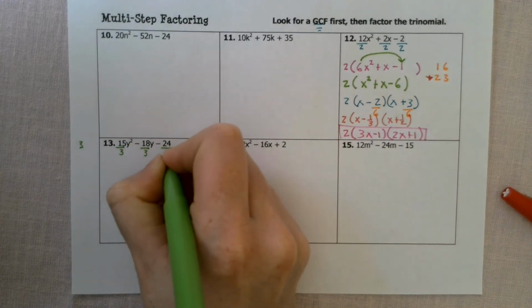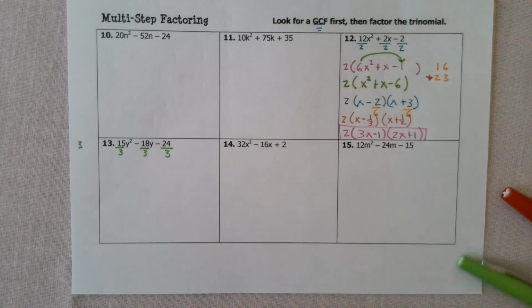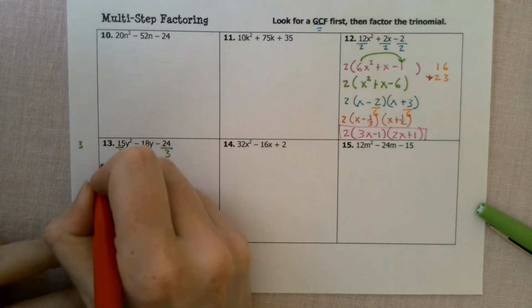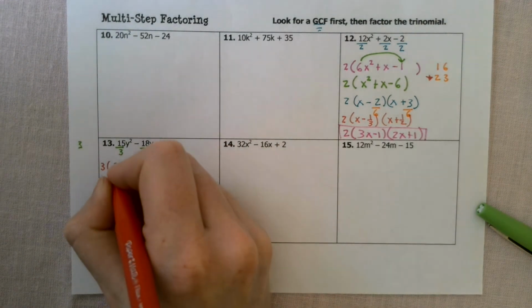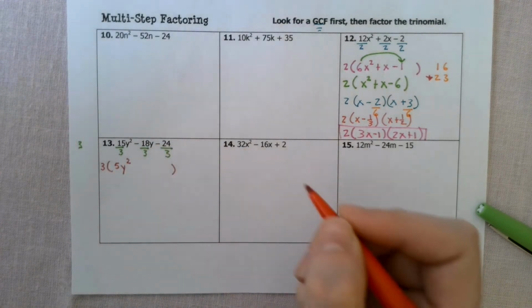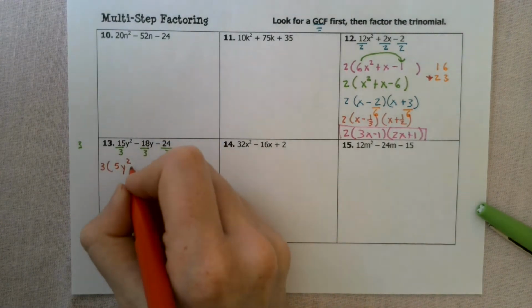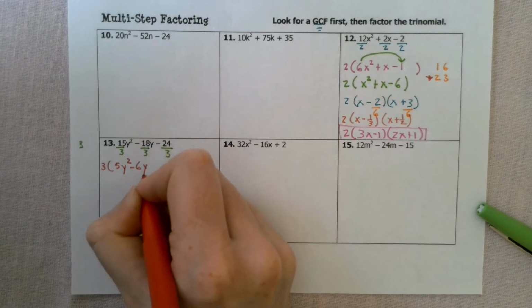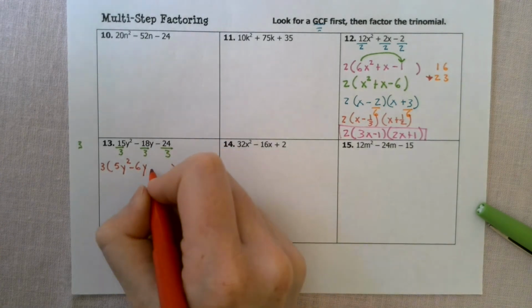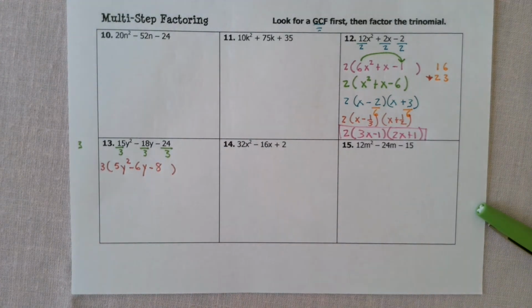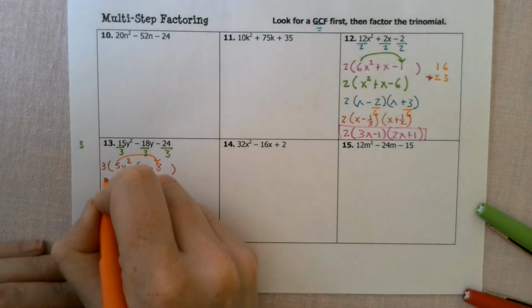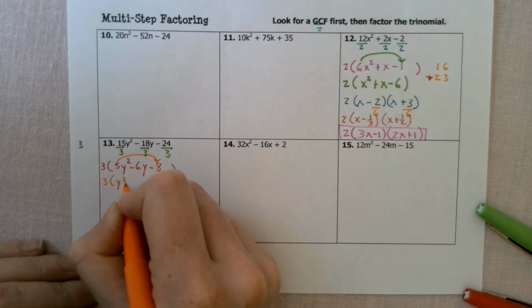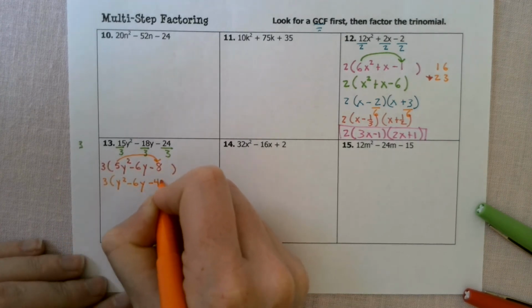So we're going to divide each piece by 3. And then remember, we are going to take out the 3, and we're going to draw that big parentheses. So 15 divided by 3 will give us 5. Bring down the y squared. Negative 18 divided by 3 will give us negative 6. Bring down the y. And then negative 24 divided by 3 will give us negative 8. Okay? And now it's a problem just like we were working with. Multiply the 5 times the 8, and we'll have 3 y squared minus 6y minus 40.